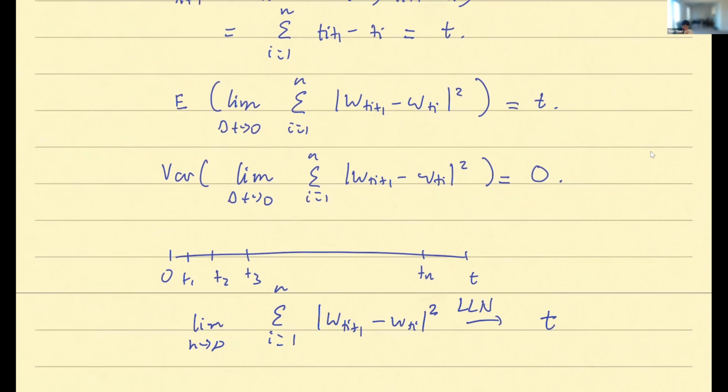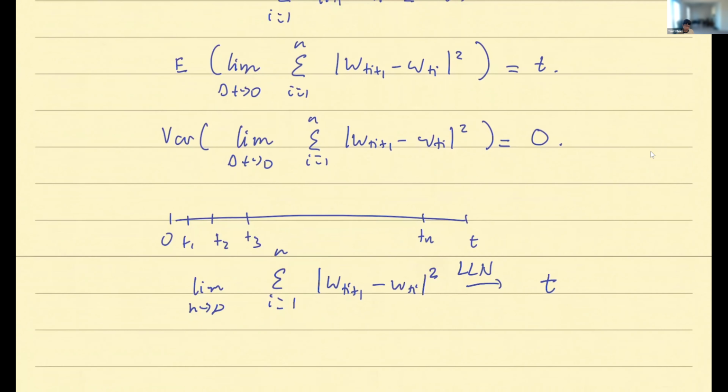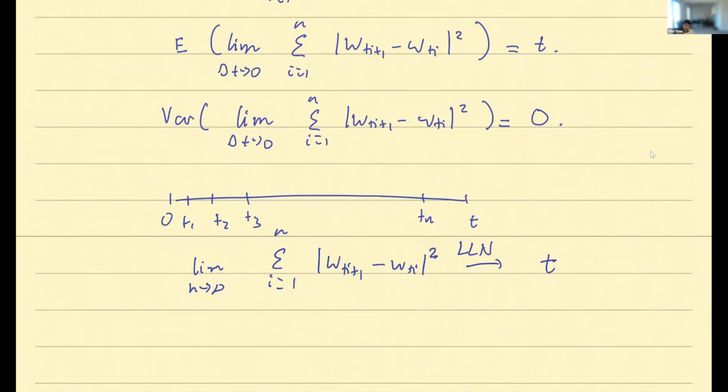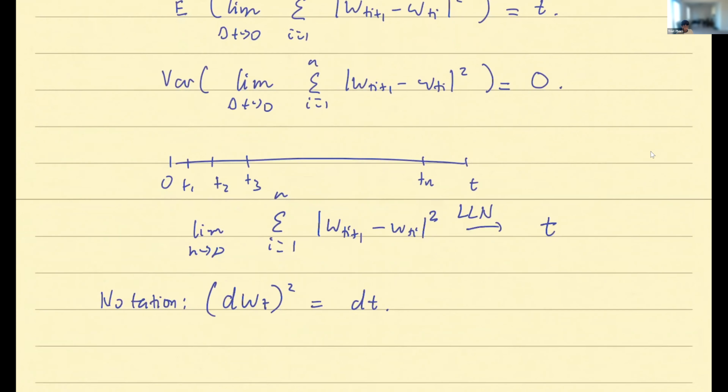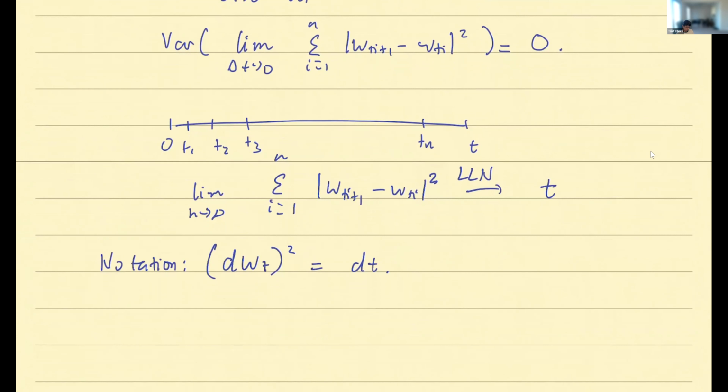Are we okay? So in terms of notation, what this is saying is that dW_t squared is dt. All right. So now this is going to be the quadratic variation.